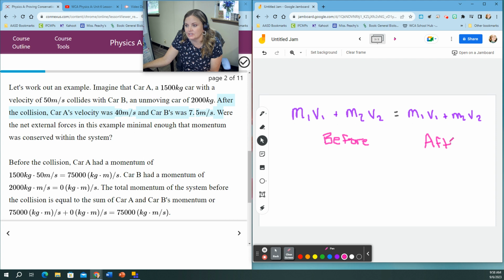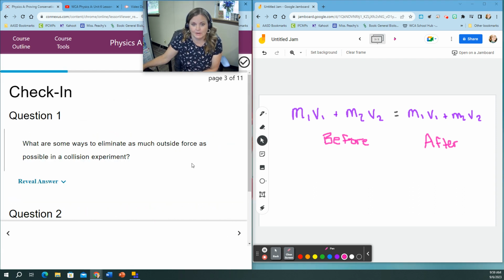What's going to change is going to be the velocities. The masses don't change, the velocities do, but you set up your equation this way to determine any of the variables in here. You can determine what is the velocity of an object after. If we know everything except for the velocity of object 2, we could determine the velocity of object 2. Okay, so then you're going to have some questions.